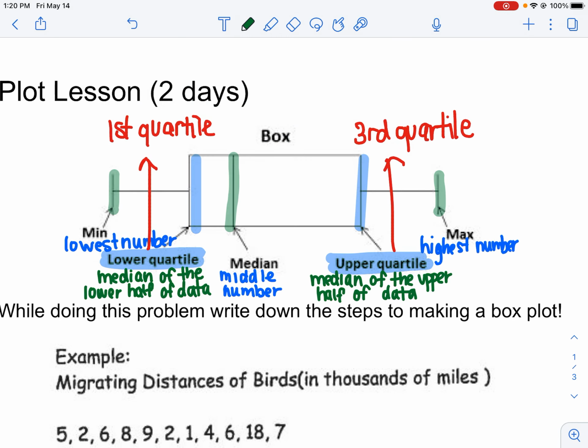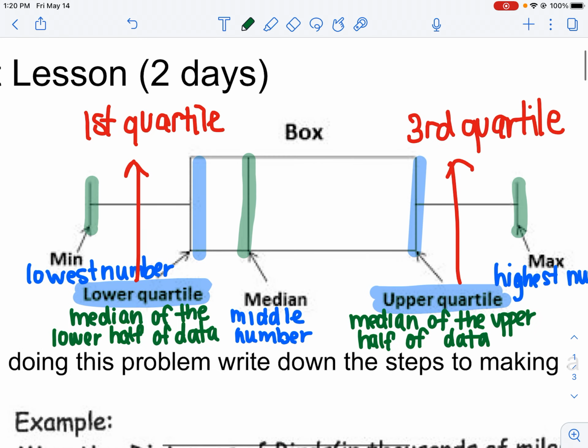And then the last thing I want to talk about is in this box plot, it is sectioned into 4 spaces. And those 4 spaces represent what we call percentiles. So the 3 we're going to focus on is the median, which is in the middle or at 50% of your data, your lower quartile, which is at 25% of your data, and your upper quartile, which is at 75% of your data.